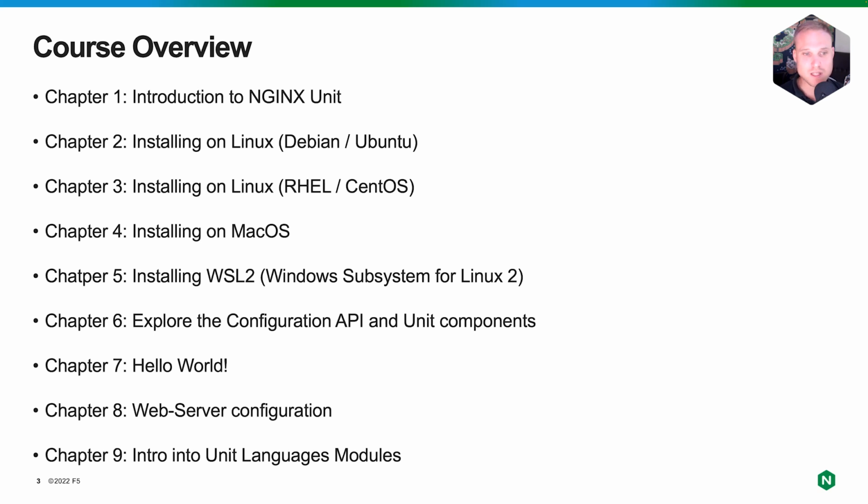Chapter 5 is WSL2, so Windows Subsystem for Linux. I'll show you how to install NGINX Unit on WSL2. Chapter number 6 is the first real touch point with NGINX Unit. So NGINX Unit was installed, it is up and running. With this, in chapter 6, we explore the REST configuration API of NGINX Unit and the Unit core components. So that means the processes, how to start, how to stop NGINX Unit, all that.